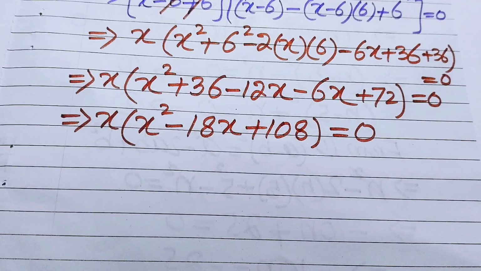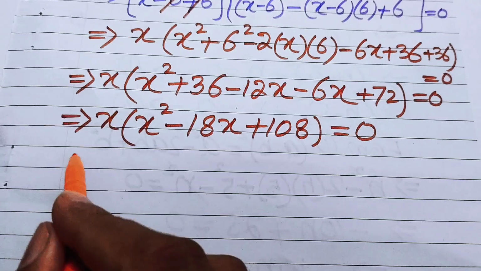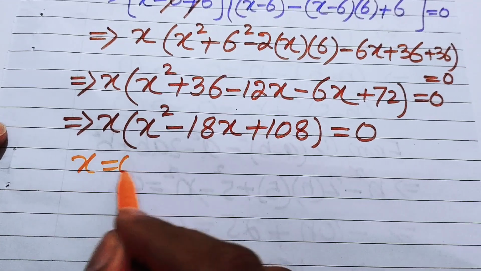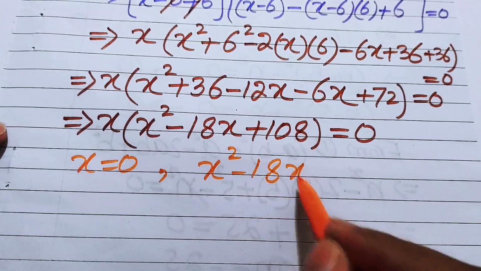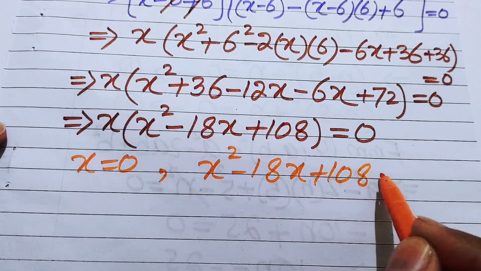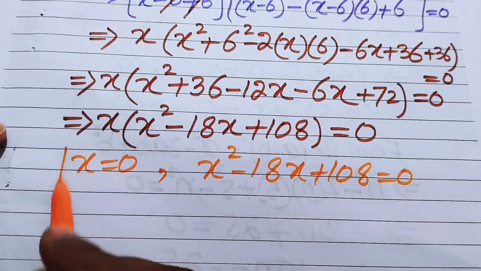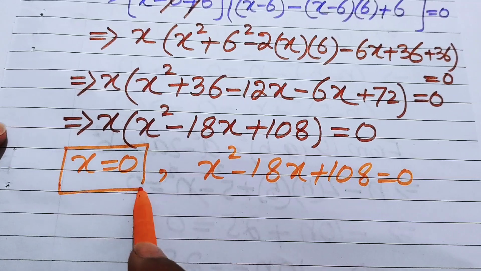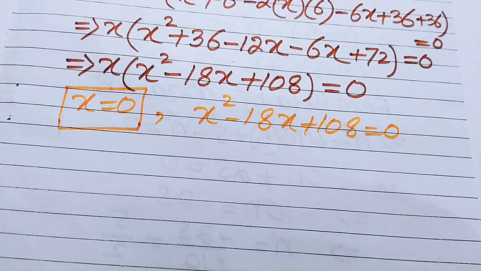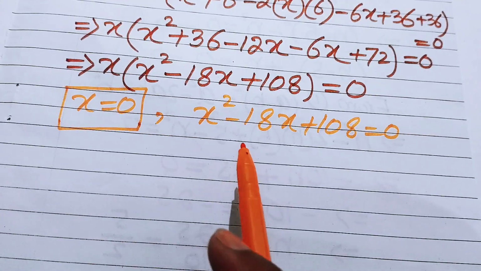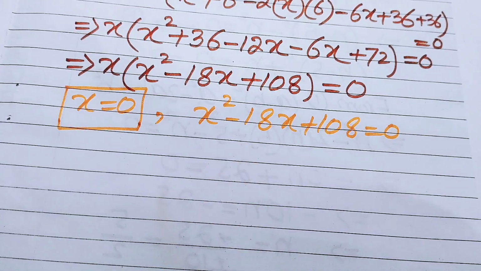So here we have two cases. The first case is we write x equals 0, and the second case is we write x squared minus 18x plus 108 equals 0. In this case we get the first root of the given equation, which is x equals 0. And now in order to find the other roots, we need to solve this quadratic equation, so here we use the quadratic formula in order to solve this quadratic equation.